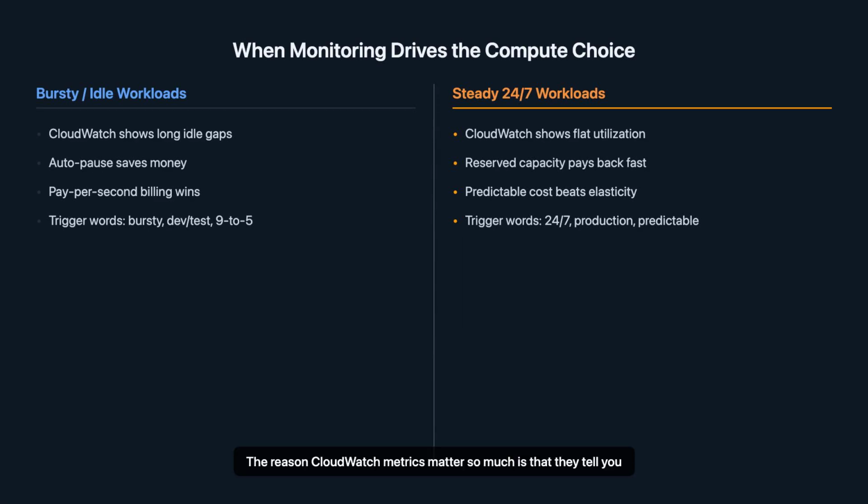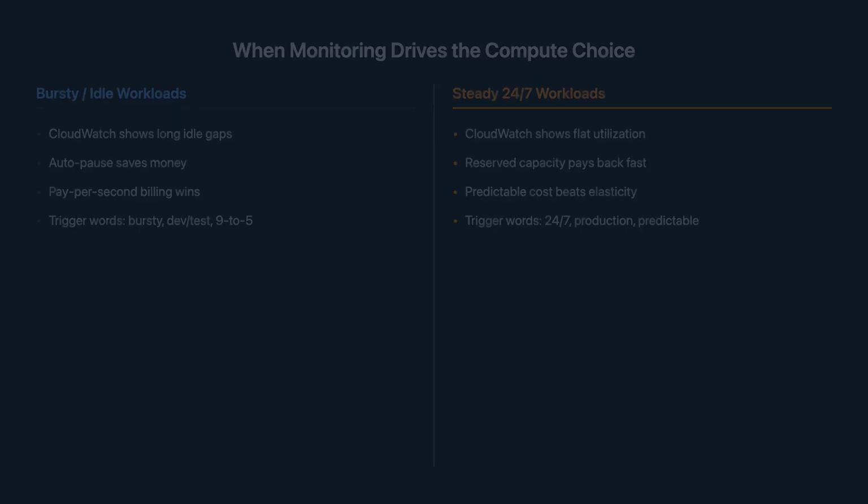Quick connection back to monitoring. The reason CloudWatch metrics matter so much is that they tell you which compute pattern you actually have. If your CloudWatch utilization chart shows long idle gaps, bursty, dev test, 9 to 5, serverless or pay-per-second pricing wins because the platform pauses when you do. If the chart is flat and steady 24/7, reserved capacity pays back fast. The decision rule: let the utilization shape pick the billing model. That same logic applies to Redshift serverless versus provisioned, which we covered in detail in the Redshift episode.